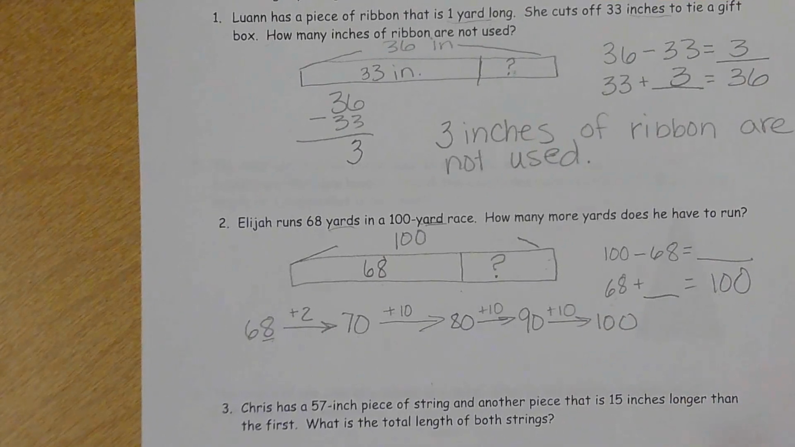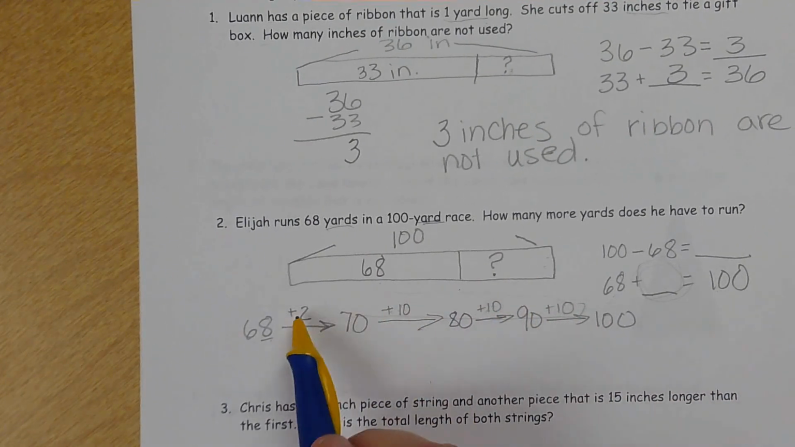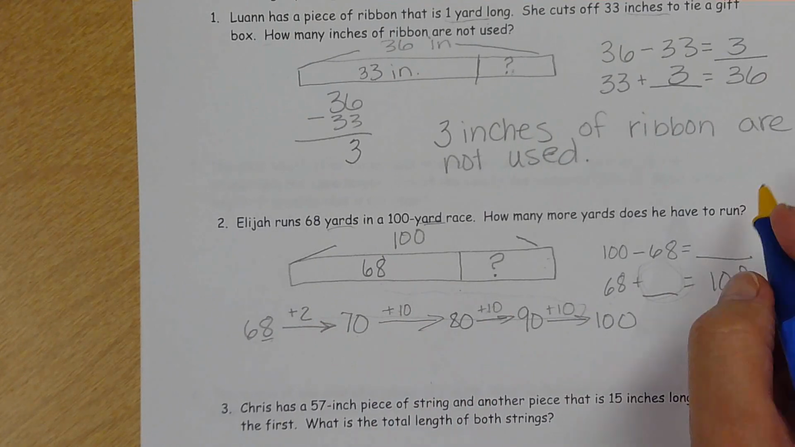Now I'm there. In order to find out what this missing part is, I need to add together these numbers because I added all this to 68 to get to 100. So I have 10 and 10 and 10. 10, 20, 30. Plus 2 is 32.